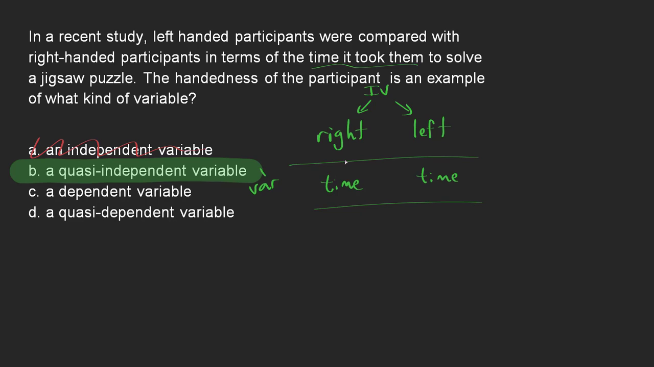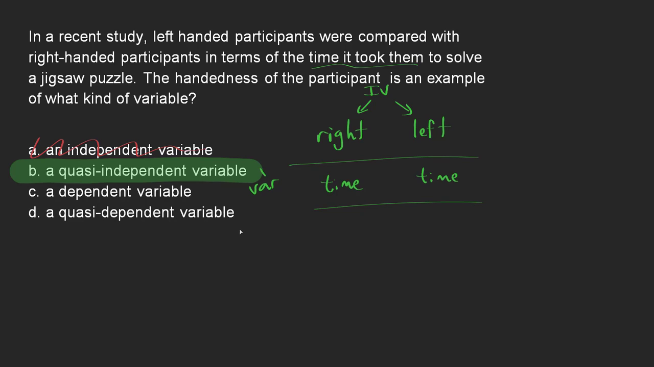The groups are already pre-existing groups. We're still checking to see how handedness affects the variable, which is time, but we didn't actually do any manipulation. The groups were sort of pre-built into the sample. And so if I am checking people's genders, that would also be a quasi-independent variable.